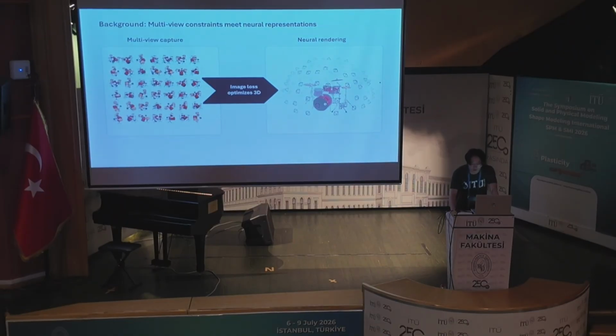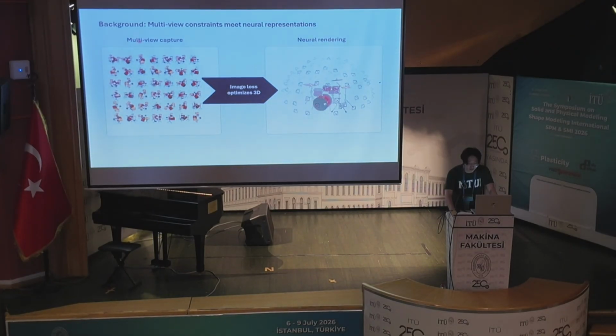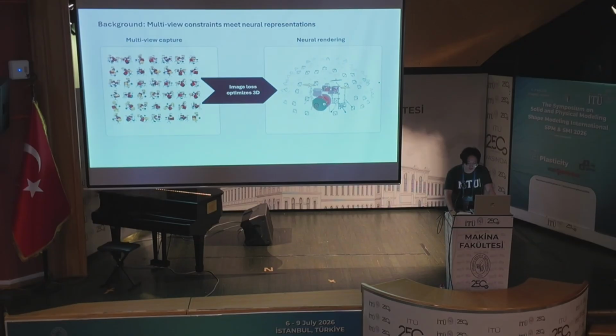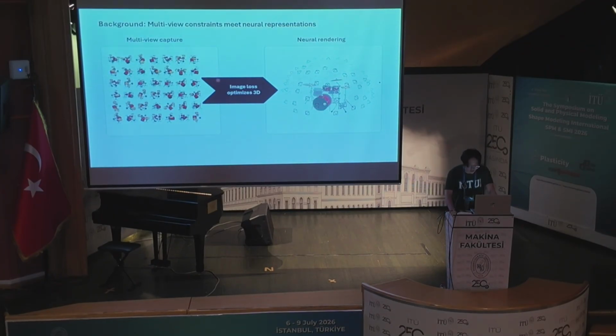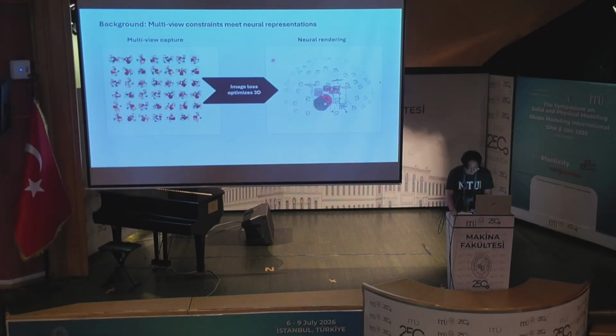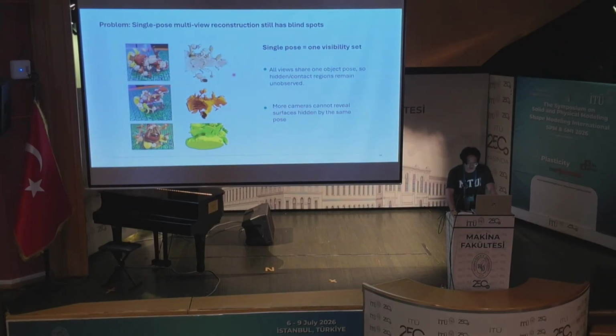Here, we can see the roles of multi-view capture and neural rendering. Multi-view capture provides geometry constraints. When the same surface is seen from different cameras, parallax and view consistency help us estimate its 3D position. Neural rendering provides the representation and optimization process. We render images from the 3D field and compare them with the input images, and update the field using the image loss. The combination of these is powerful, but it still has a clear limitation.